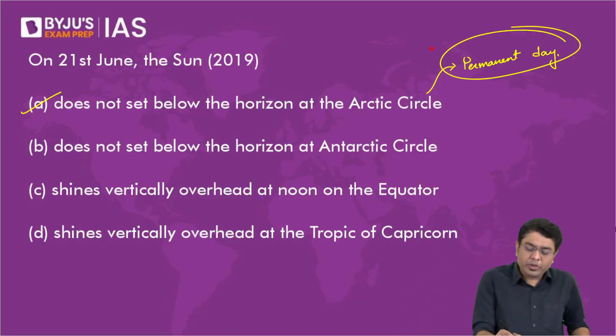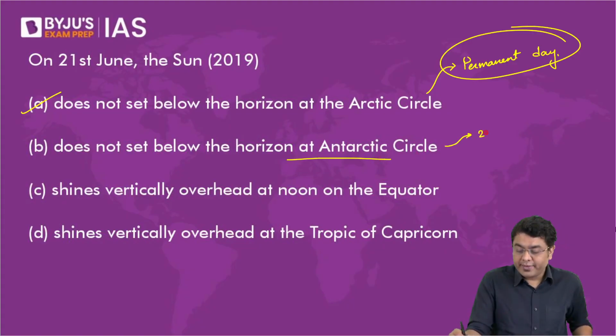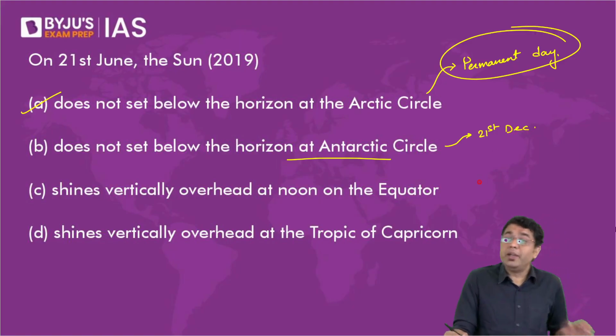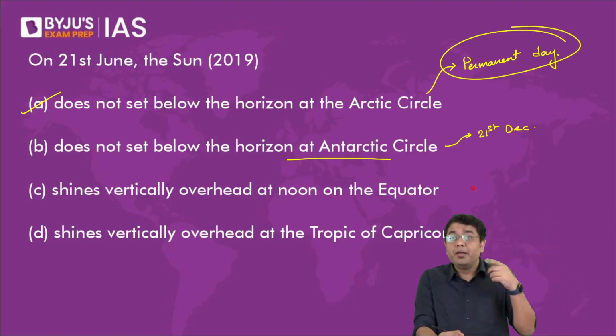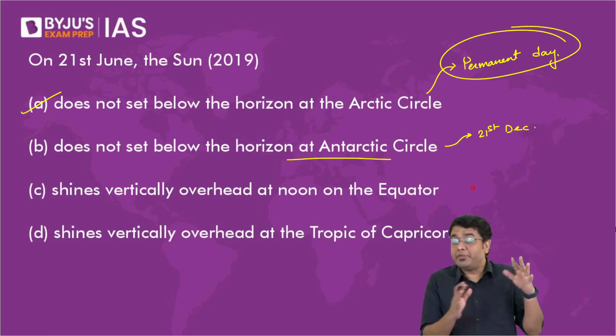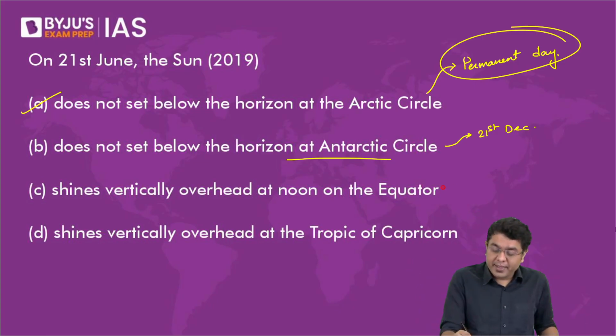Does not set below the horizon at the Antarctic Circle will be on the December solstice, 21st December. Shines vertically overhead at the equator: when will that be the case? When both hemispheres receive equal sunlight, so that will be on the equinox. Very good.